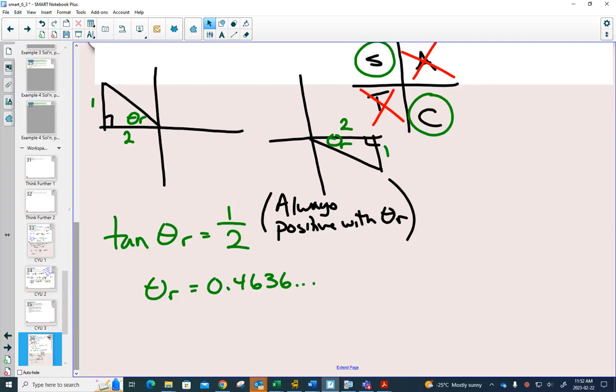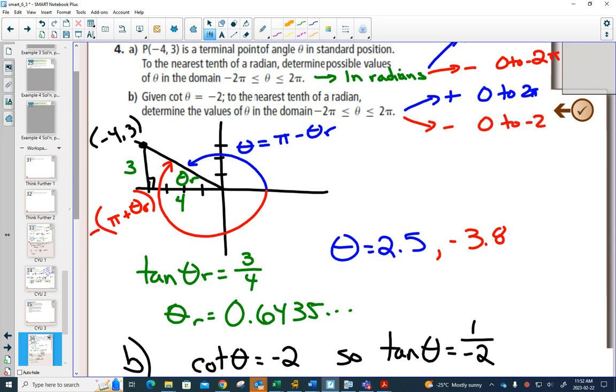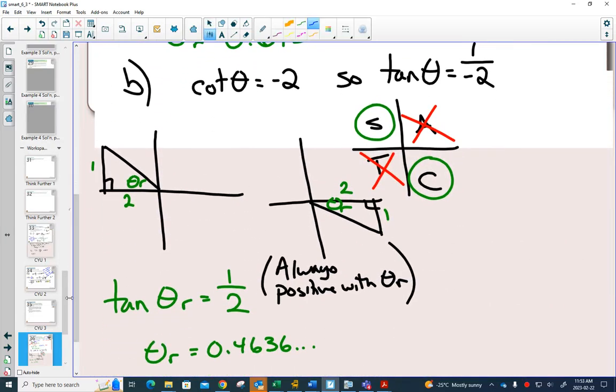Let's look at our domain. I found my reference angle. The domain, again, is from negative 2 pi to 2 pi, so we have to split it up. Split our positive values and our negative values up. So our positive ones looking from 0 to 2 pi, negative from 0 to negative 2 pi. So let's draw those arrows in on our pictures. The positive ones. Starting here in the positive direction, this would be 1. This would be the other one.